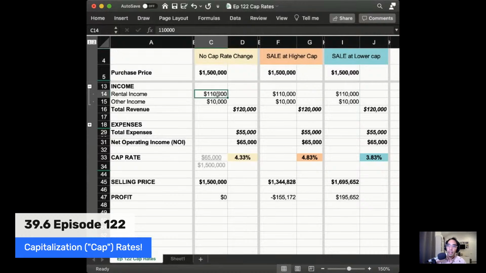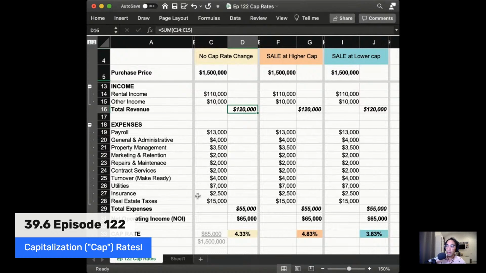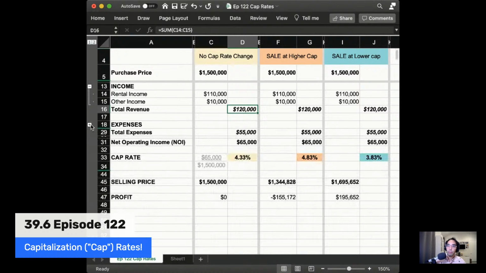Now, when we take our example from yesterday, we're purchasing a property at $1.5 million. This is the first set of columns here, column C and D. It earns $110,000 in rental income, $10,000 in other income, for a total revenue of $120,000. We went through all the expenses yesterday, but the total operating expenses are $55,000 per year. You simply subtract the total operating expenses from the total revenue, and you get the net operating income: 120,000 minus 55,000 equals $65,000.